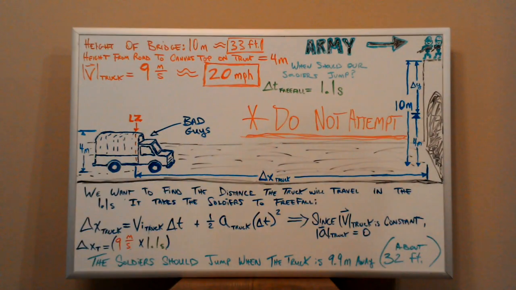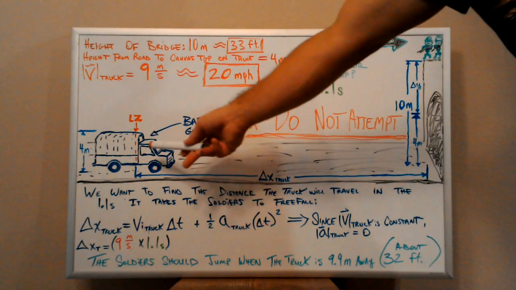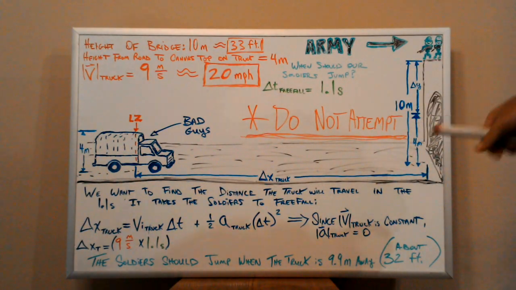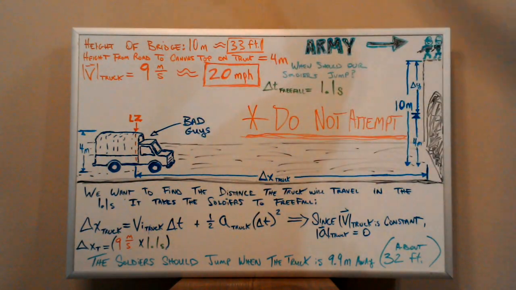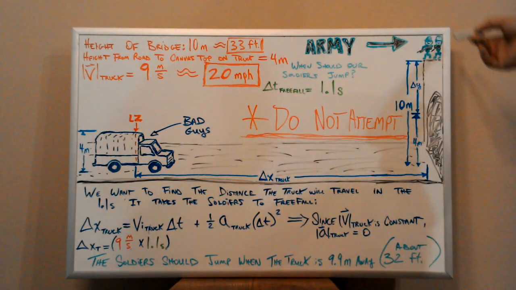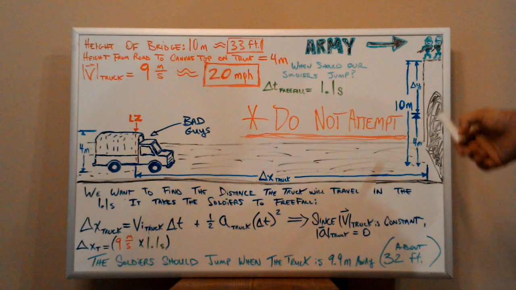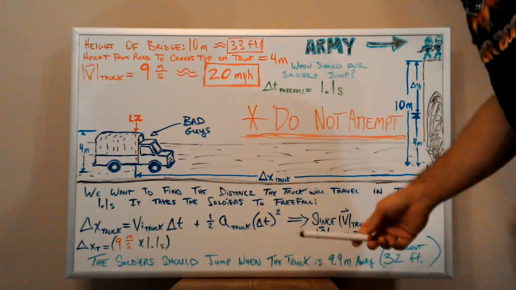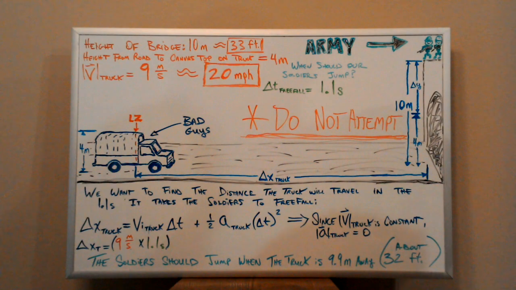Okay, now we want to find out the distance that the truck is going to travel in the 1.1 seconds it takes for these soldiers to free fall from the top of the bridge to the top of the truck. So to do that, we're going to use the same kinematics equation we used before, but this time we're going to use the variables for the truck. And our truck only has movement in the x-axis. There's no y movement. So we have the change in position of our truck is equal to the initial velocity of our truck multiplied by the change in time that it takes the soldiers to fall, plus 1/2 the acceleration of the truck multiplied by that same change of time squared.